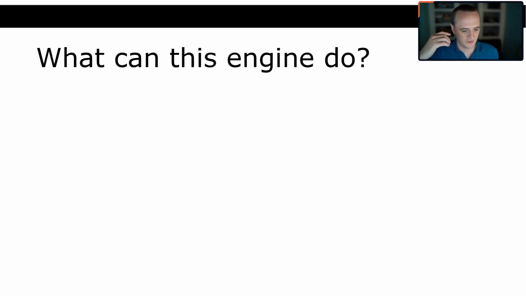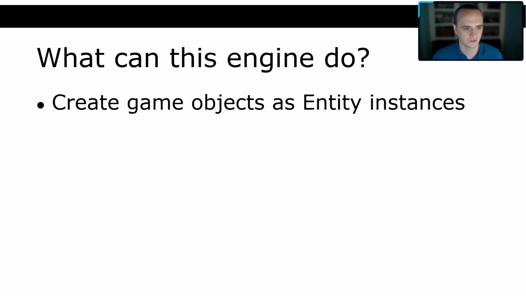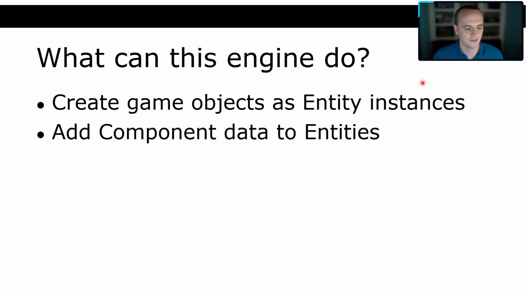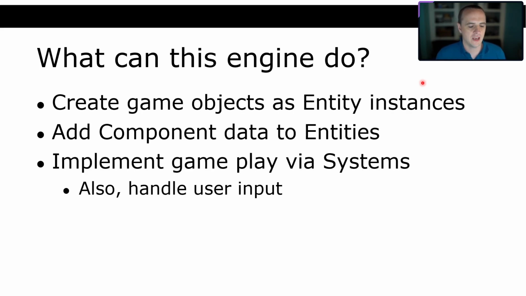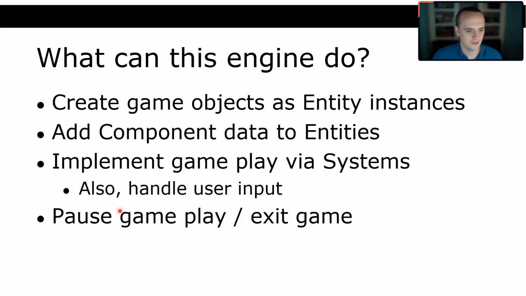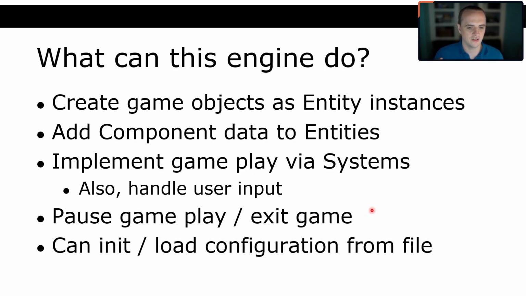So the game engine as it stands right now, as of assignment 2, can do the following things. It can create game objects as entity instances. It can add components to entities. It can implement gameplay via systems, and it can handle user input. It can pause the gameplay or exit the game, and it can initialize and load a configuration from a file. Okay, so that's what it will be able to do at the end of assignment 2.